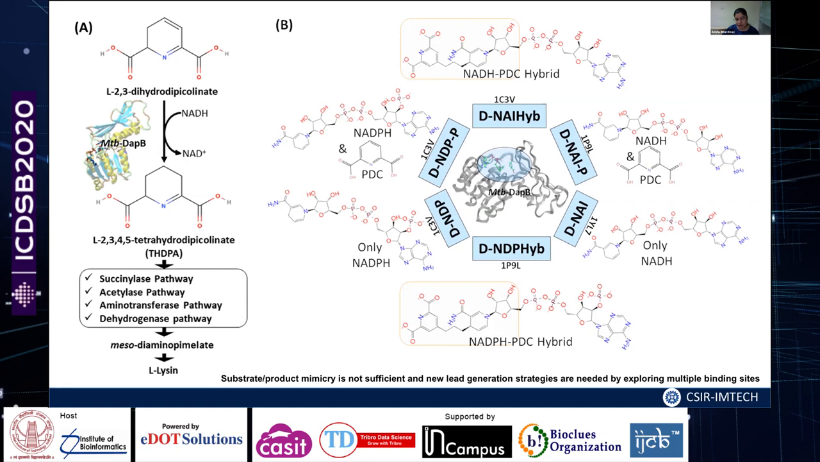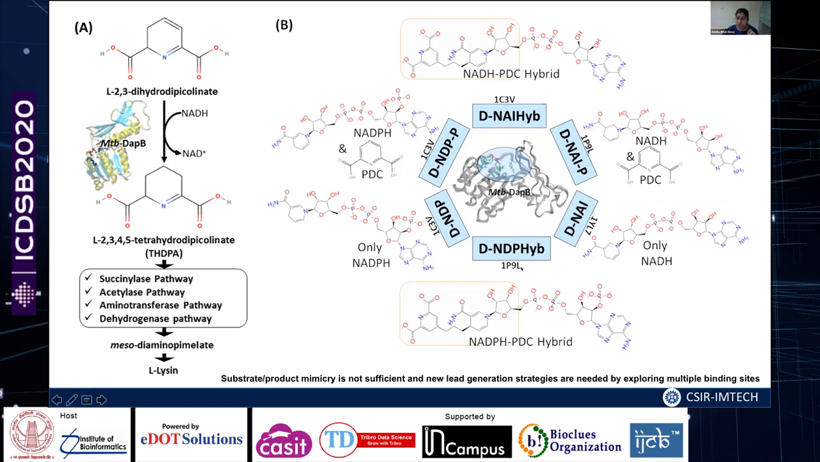And on the B figure, you can see that we have generated 6 different models. It's very simple. If you see here, this particular enzyme has a cofactor binding site and it actually binds NADPH and NADH both. So what we did, we took 2 models in which this is the PDB ID. We took NADPH and PDC in the bound form. Then we took only NADPH. Likewise, for the NADH one, we took NADH and PDC and only NADH.